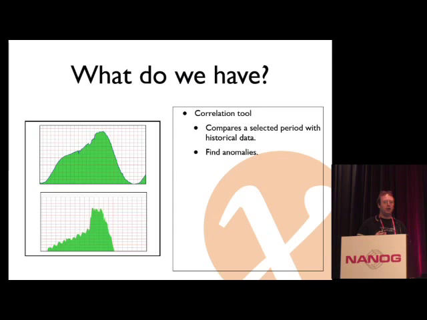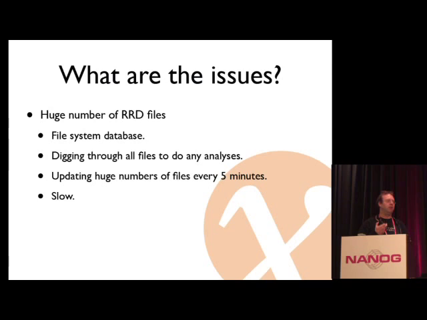What are the issues we have? Well, we don't have a neat database like Limelight has. For us, it's a huge number of RRD files. It's really huge. So basically, we have a file system database, and we have all kinds of scripts that plow through all these RRD files, open them, extract the data out of them, close them, take the next file, and on and on and on. This digging through all these files makes the system really, really slow. Also, we have to have a pretty fast file system to update all these files every 5 seconds. This is slow and, in the end, not really scalable.